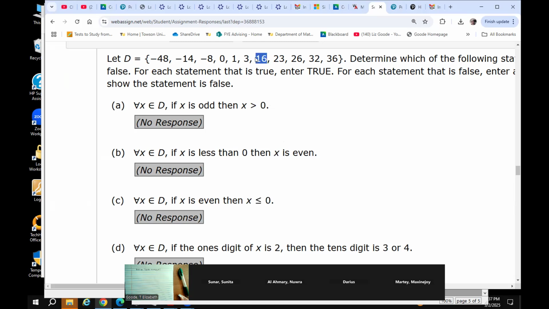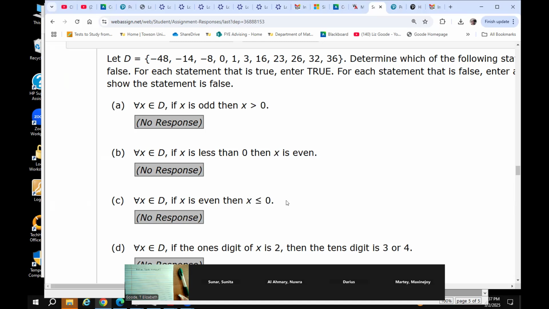So you could use X equals 16 or 26 or 32 or 36. Those are all the X's that serve to show that this statement is not universally true, because they satisfy the hypothesis. They're even. 16, 26, 32, 36 are even. And they fail to satisfy that they're less than or equal to 0 because they're all positive. Does that make sense? Yes.